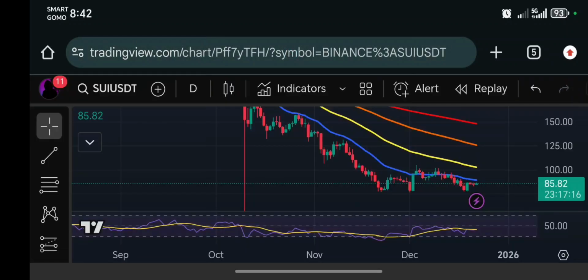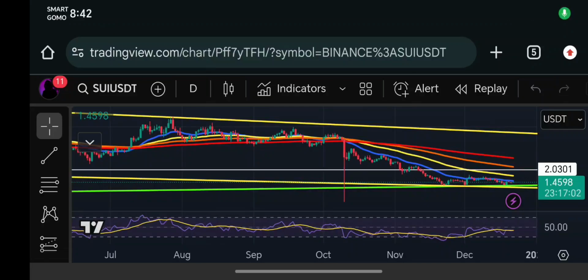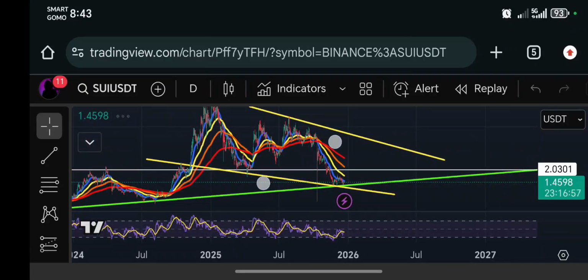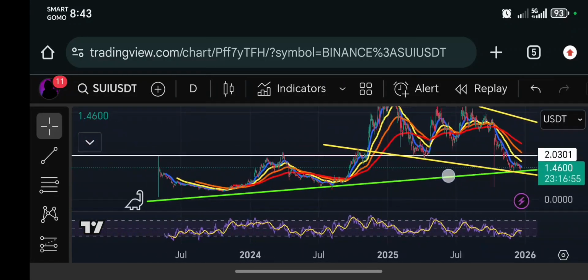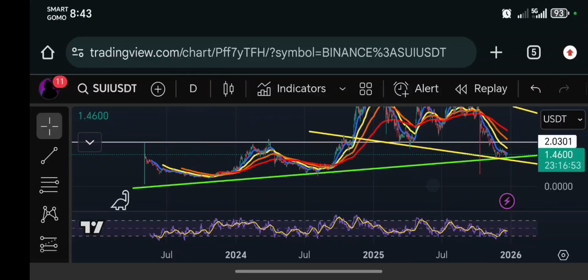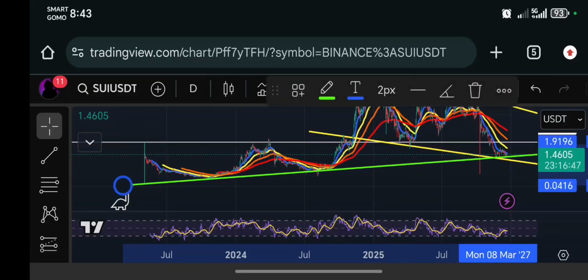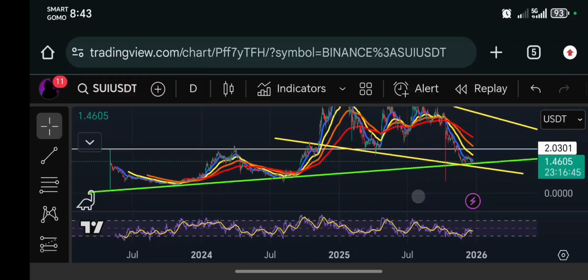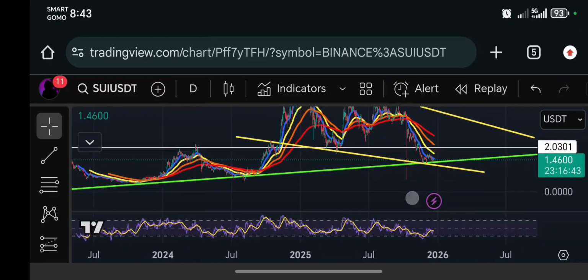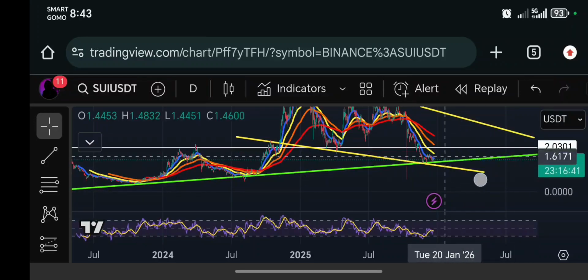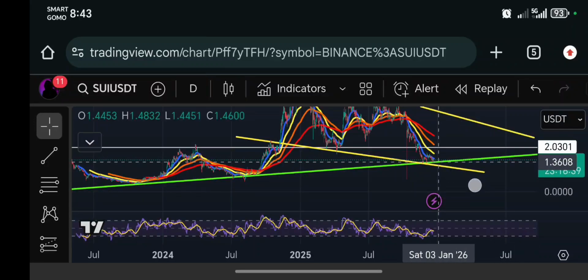Okay, now let me talk about my hidden token right here. This is Sui token right here, and look at this. Made the trend line here. Okay, I'm gonna adjust this one right there. Okay, as you can see here, we are in the major trend line support.